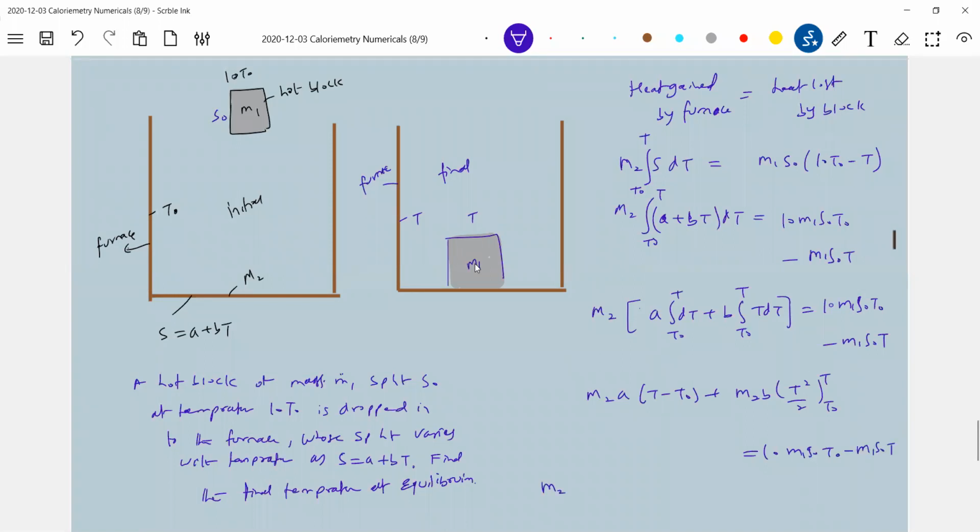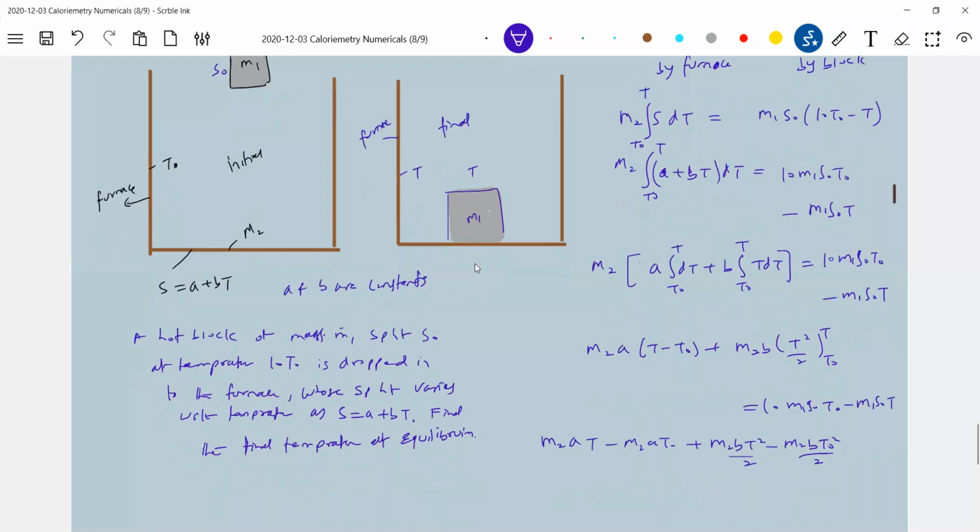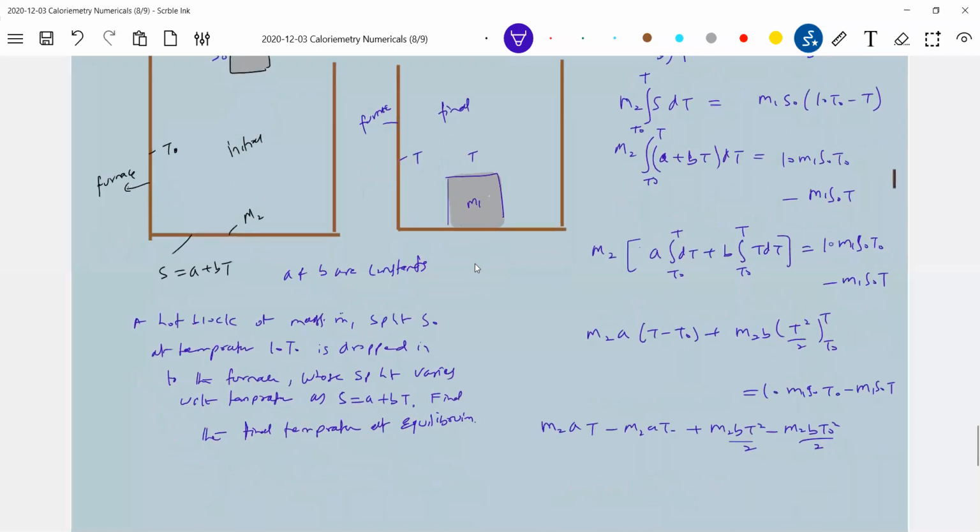Let's solve further. M2A, where A and B are some constants. So this will be M2A T minus M2A T naught plus M2B T square by 2 minus M2B T naught square by 2, all equal to 10 M1 S naught T naught. What we have to do is now here, T is the unknown thing, no? So that quadratic equation will come. For that, we have to solve it.